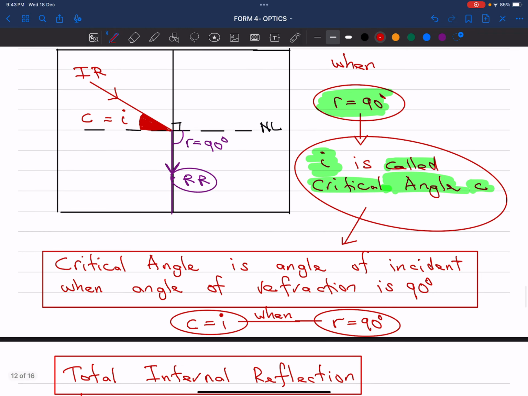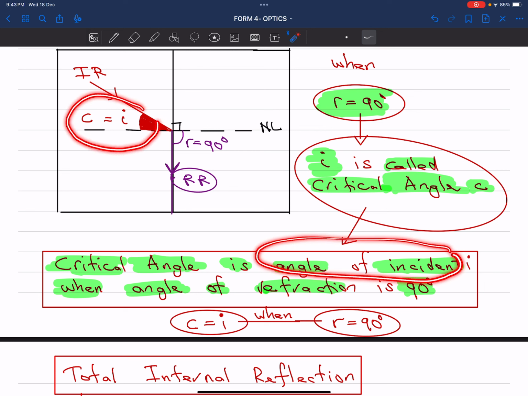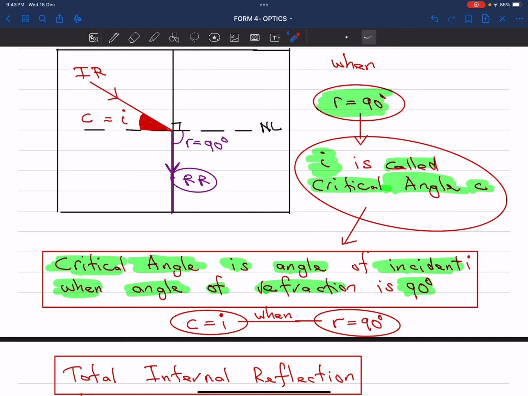I say this in another way: the critical angle is the angle of incidence I when the angle of refraction is 90. Now let me repeat that. The critical angle is the angle of incidence, over here, when the angle of refraction over here is 90.